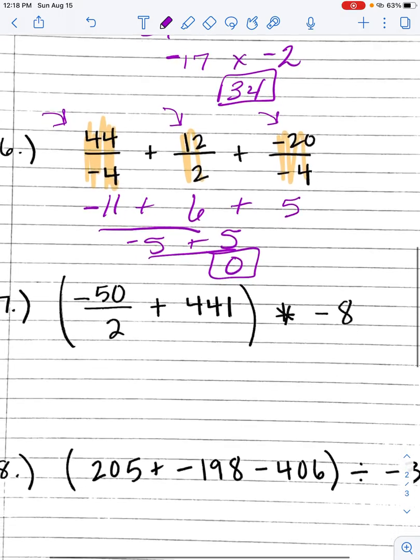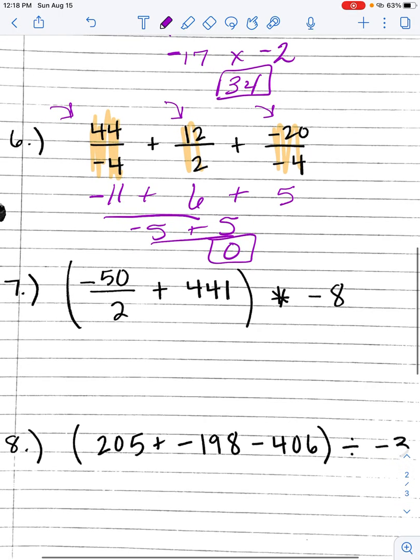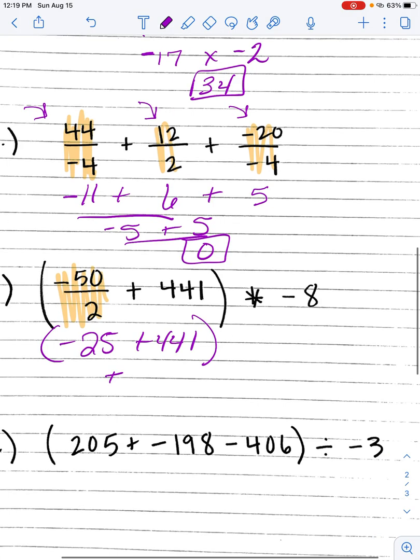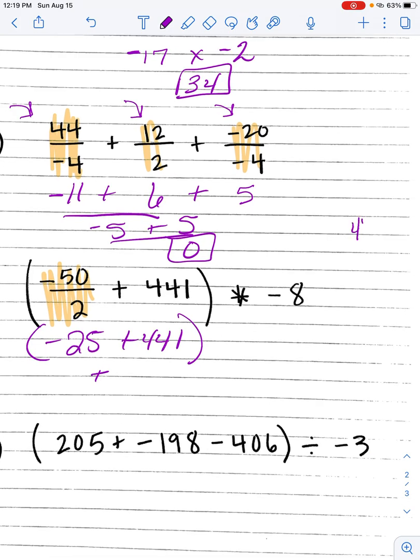Okay, number 7, parentheses go first. Inside the parentheses, you're going to want to solve this first. So I have a negative 50 divided by a positive 2. That would be a negative 25. And we're adding 441. That's inside parentheses, so we have to deal with that first. Those are different signs, so we're going to find the difference. Obviously, there's way more positives, so my answer is going to be positive here. So I'm going to do 441 minus 25.